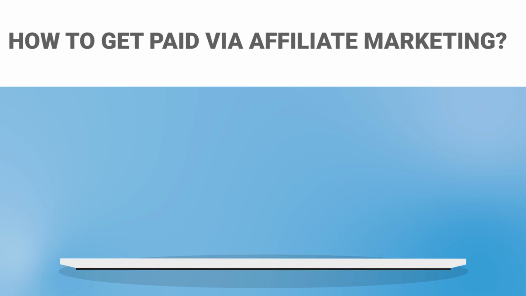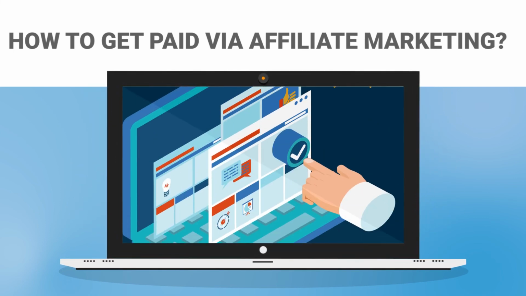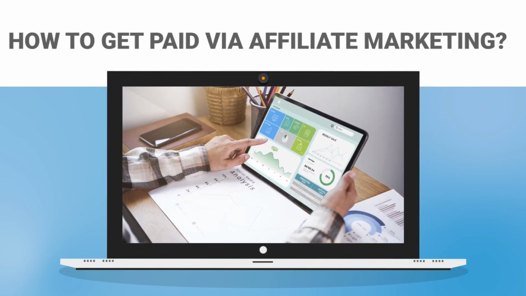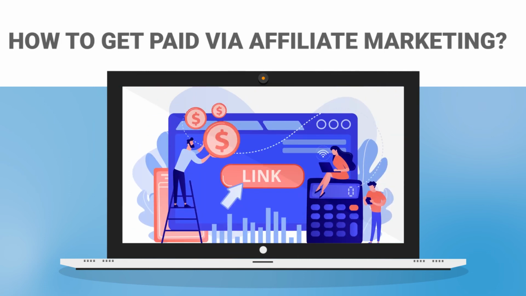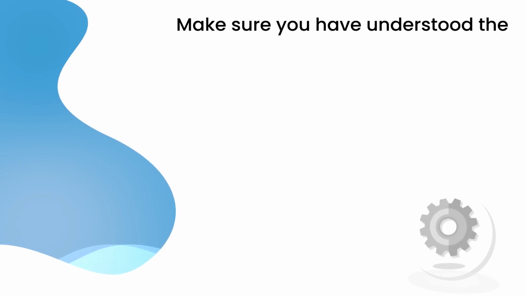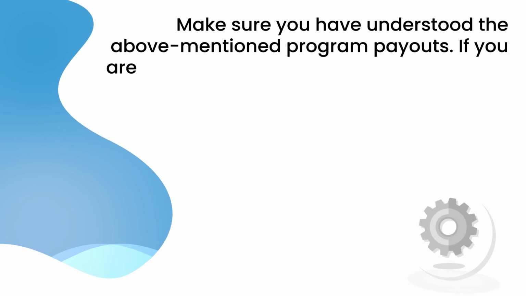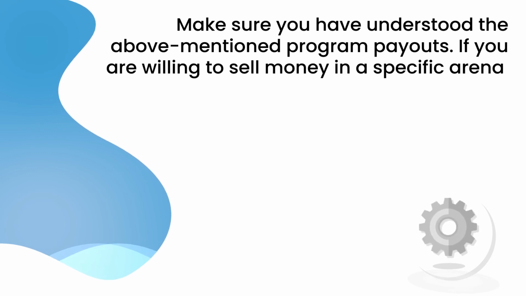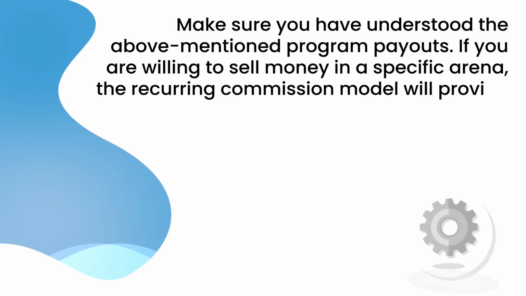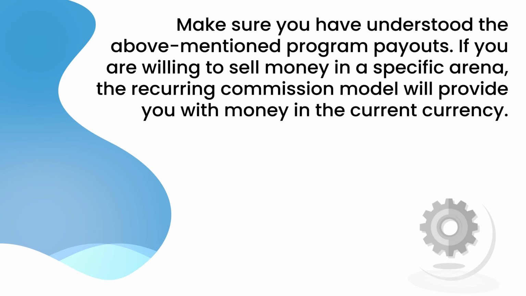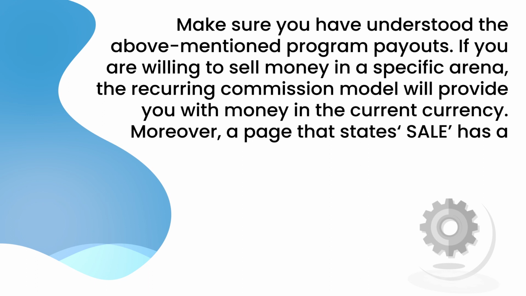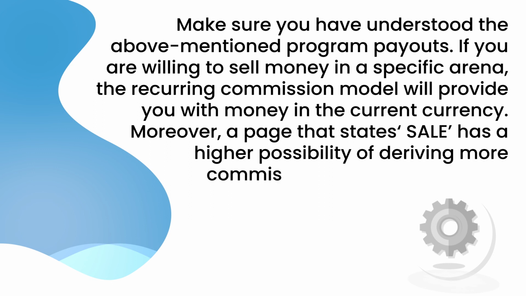Thinking of how to get paid via affiliate marketing? Well, make sure you have understood the above mentioned program payouts. If you are willing to earn money in a specific arena, the recurring commission model will provide you with money on an ongoing basis. Moreover, a page that states sale has a higher possibility of deriving more commissions from the marketer.